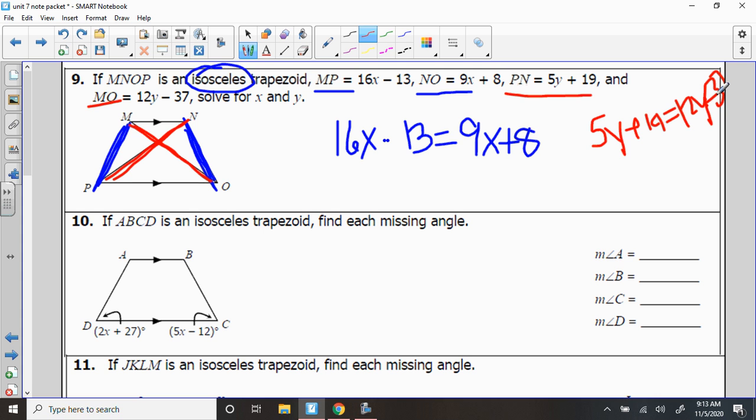Okay, number 10. ABCD is isosceles. That tells me these two are equal to each other. That's how you can find X. So this would be your equation to find X.